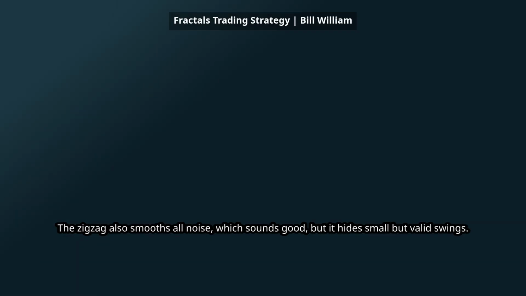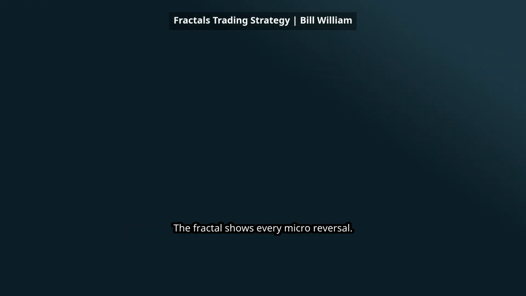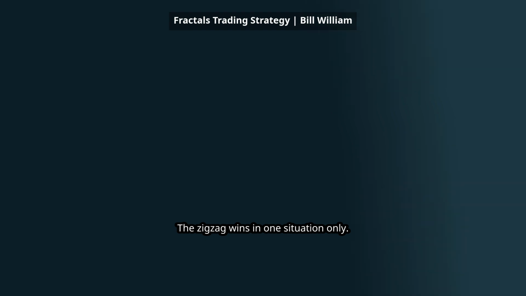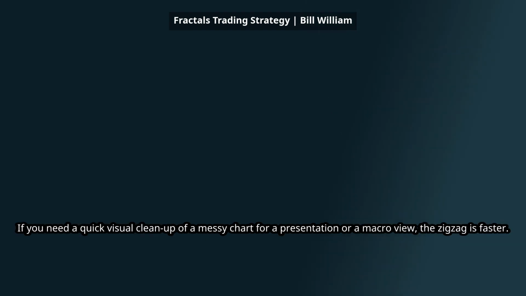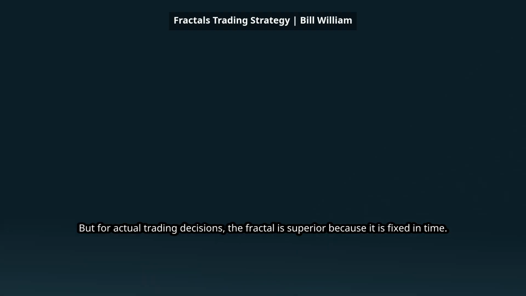The zigzag also smooths all noise, which sounds good, but it hides small but valid swings. The fractal shows every micro reversal. You can filter them manually. The zigzag wins in one situation only. If you need a quick visual cleanup of a messy chart for a presentation or a macro view, the zigzag is faster. But for actual trading decisions, the fractal is superior because it is fixed in time.